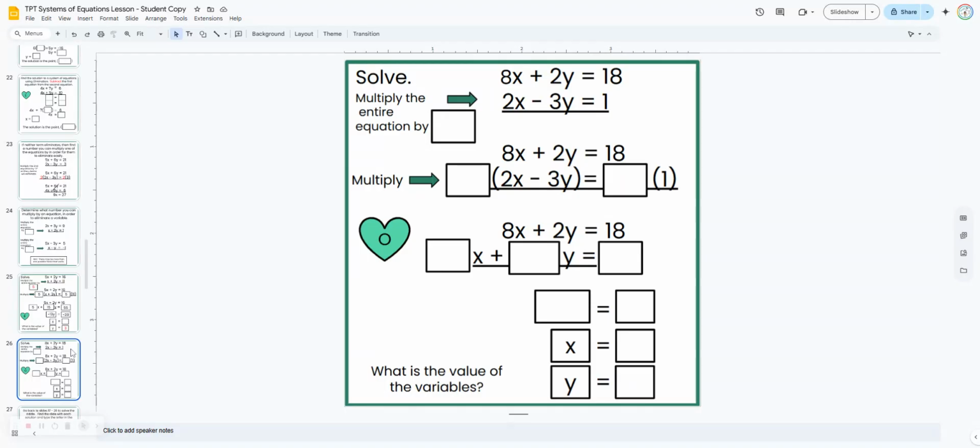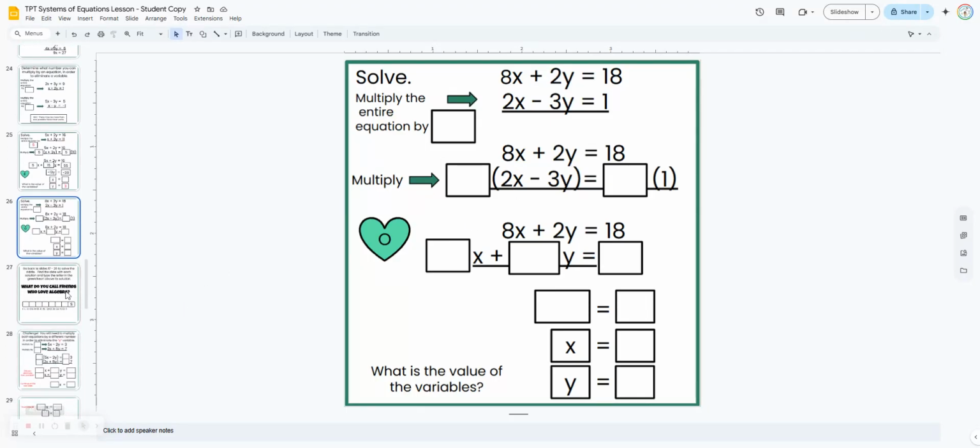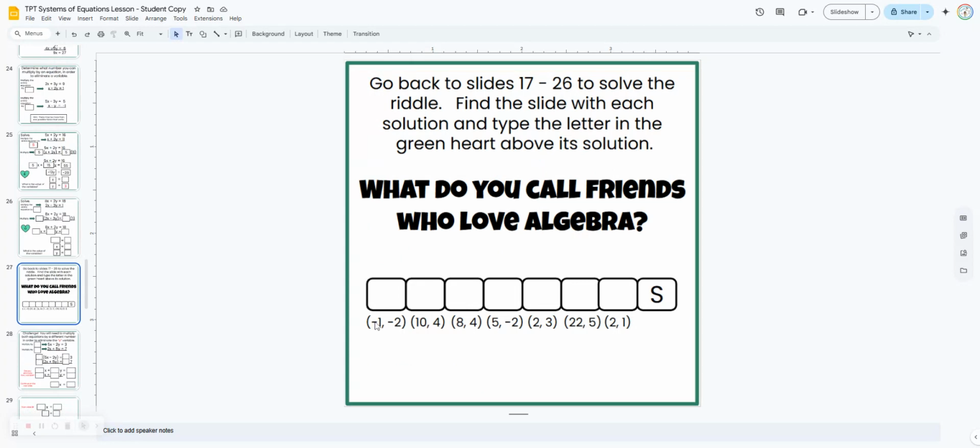They're going to do the same thing on the next slide. What can they multiply that second equation by in order to eliminate that x variable? And when we get to slide 27, now they've got all of these solutions. They're going to look back at previous slides. When they find these solutions, they're going to type in the letter that was in the green heart. If they've done all of these correctly, they will solve the riddle.